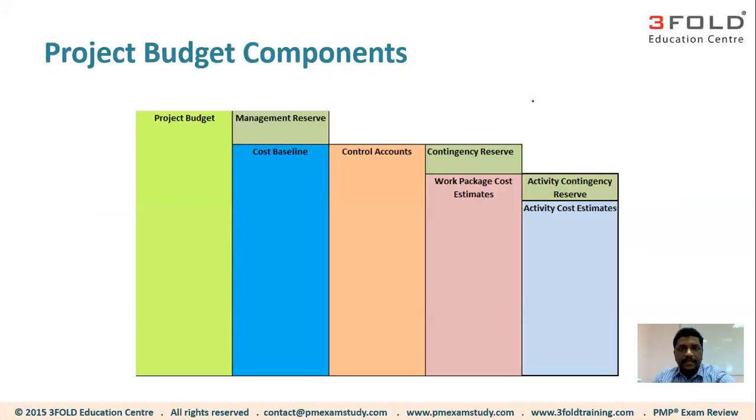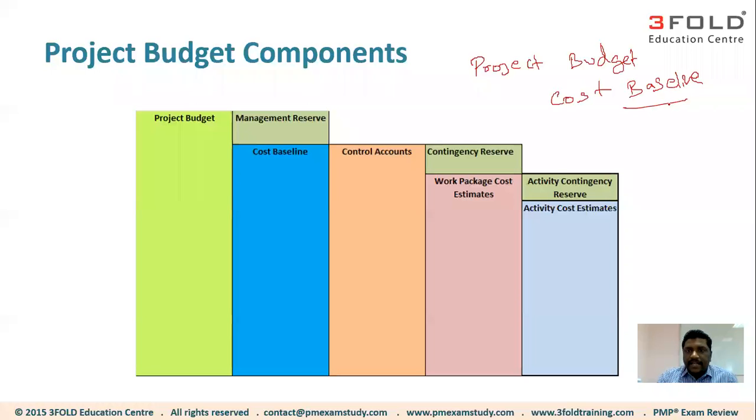All right. Okay, now this is one interesting concept. Let me explain this. Now I just explained project budget is a sum of all the cost, isn't it? But we are also looking at something called cost baseline. Okay, now this one will explain the difference between these two.